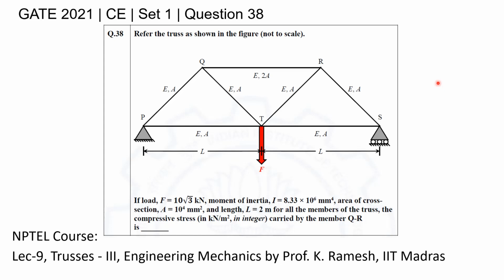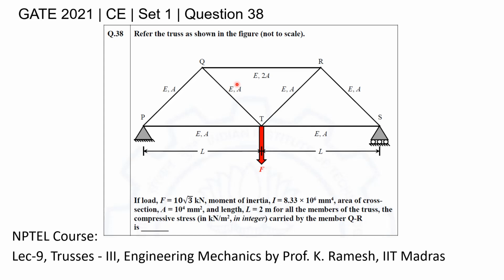Let us look at question number 38 from Set 1 Civil Engineering K 2021. Refer to the truss as shown in the figure. If load F is equal to 10 root 3 kilonewton, moment of inertia I is equal to 8.33 into 10 power 6 mm power 4, area of cross section A is 10 power 4 mm squared, and length L is equal to 2 meters for all the members of the truss.